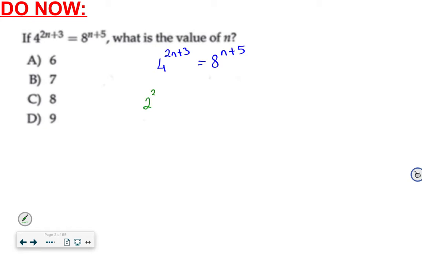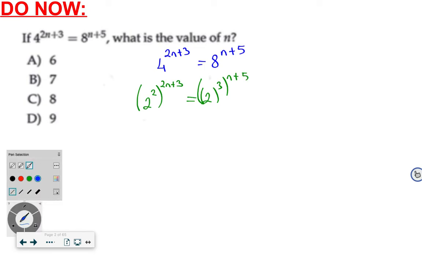2 to the power 2, which is equal to 4, to the power 2n plus 3, which is equal to 8 can be written as an exponent with the base of 2, 2 to the power 3, to the power n plus 5. Remember that, ladies and gentlemen, if you take the power of power, you have to multiply the powers to be able to combine them. So, which means that 2 to the power 2 times 2n plus 3 will be equal to 2 to the power 3 times n plus 5.